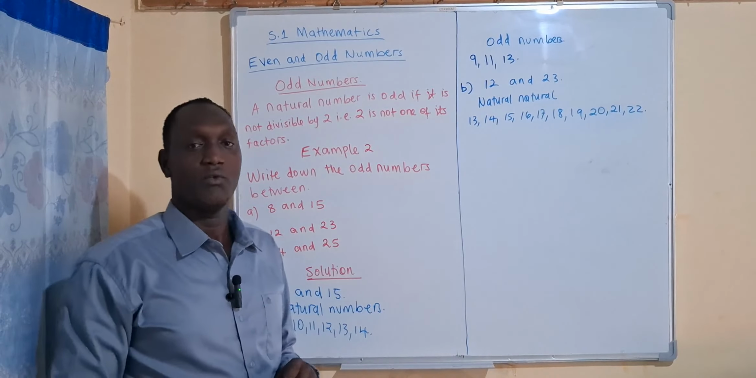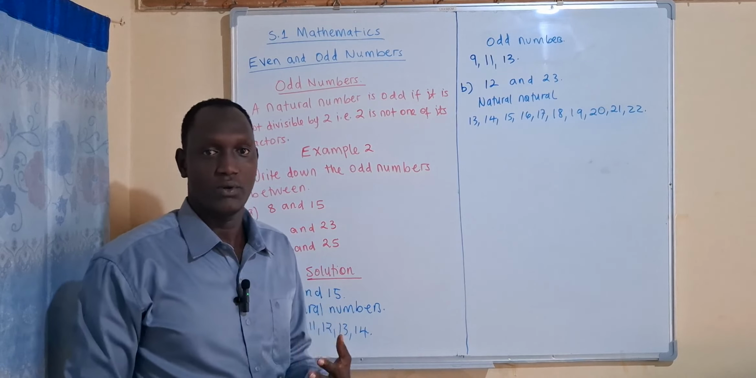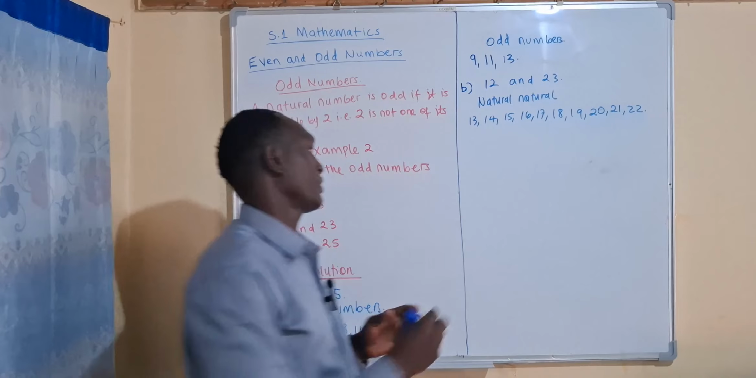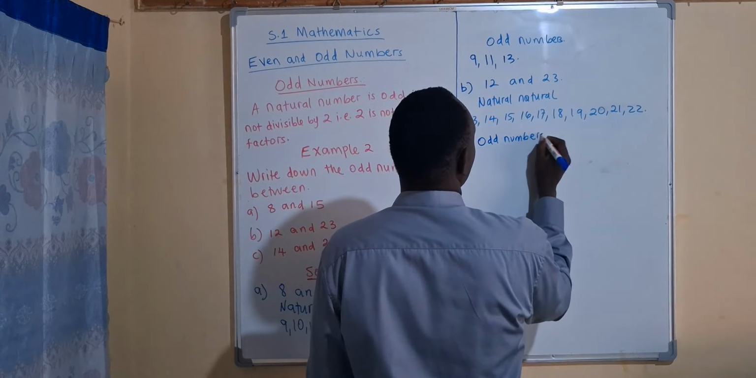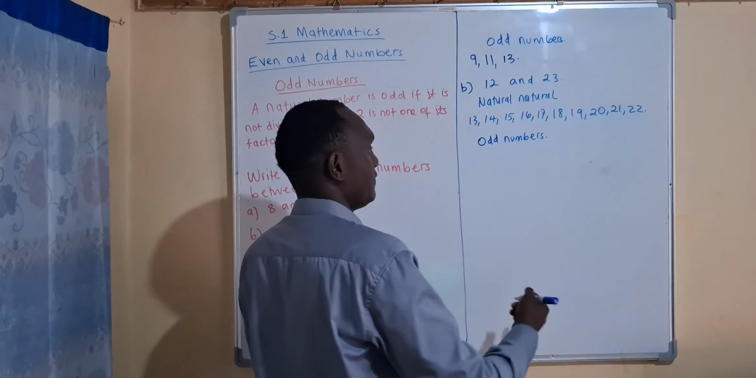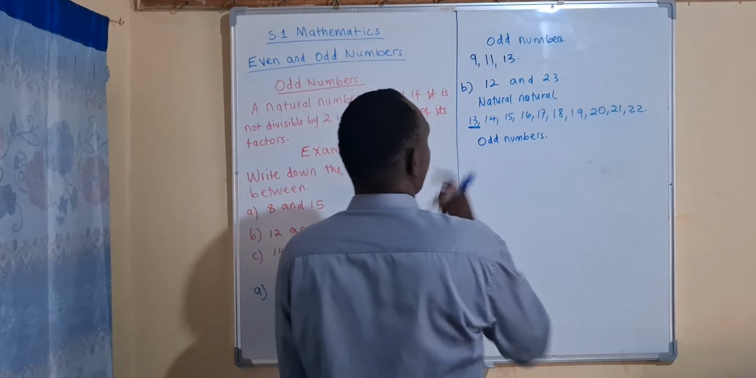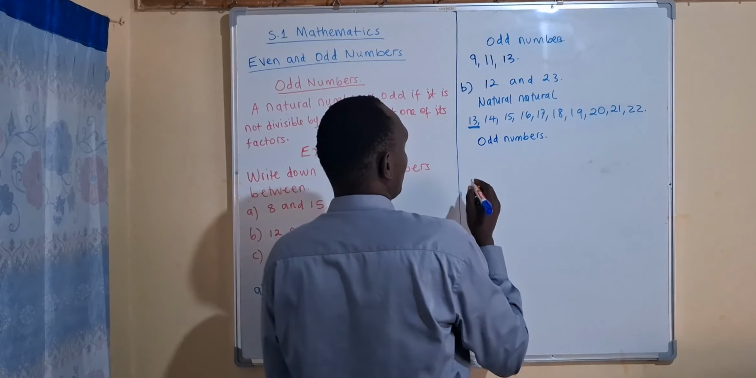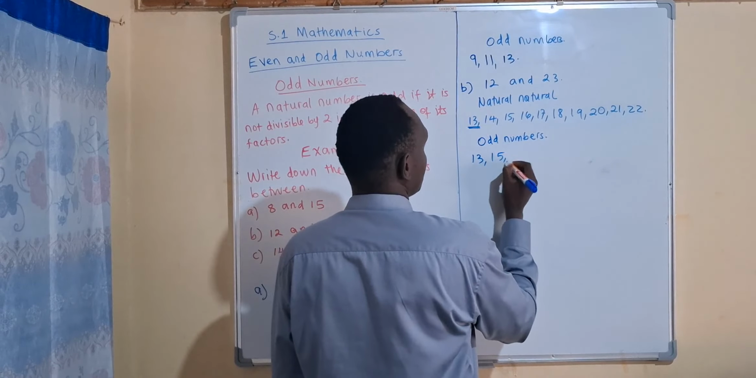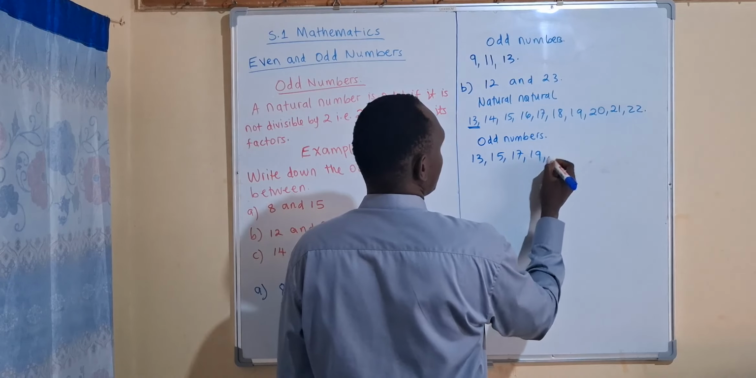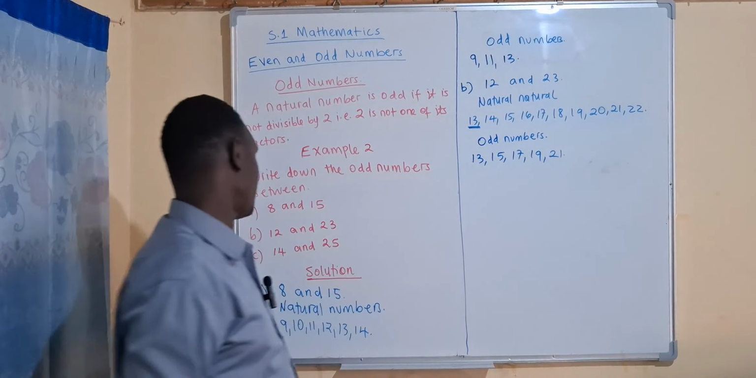So of these numbers, for which ones is 2 not a factor? In other words, which ones, when you divide by 2, the remainder is not 0? In that case, we shall now say odd numbers. And so far, I think you have noticed a pattern that is alternating: even, odd, even, odd, even, odd. So 13 divided by 2, we get 6, and the remainder is 1. So 13 is an odd number. 14 is even, 15 is odd, 17 odd, 19 odd, and 21 odd. So these are the odd numbers that are between 12 and 23.